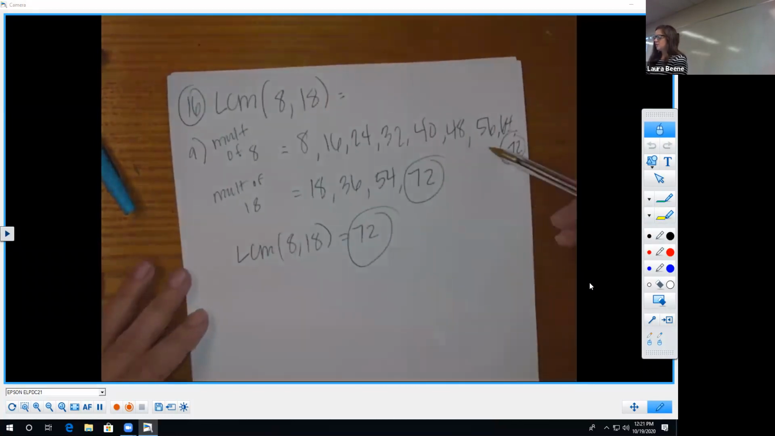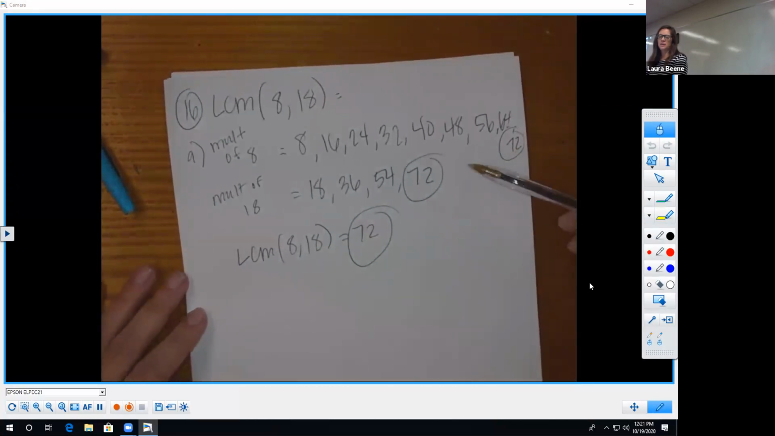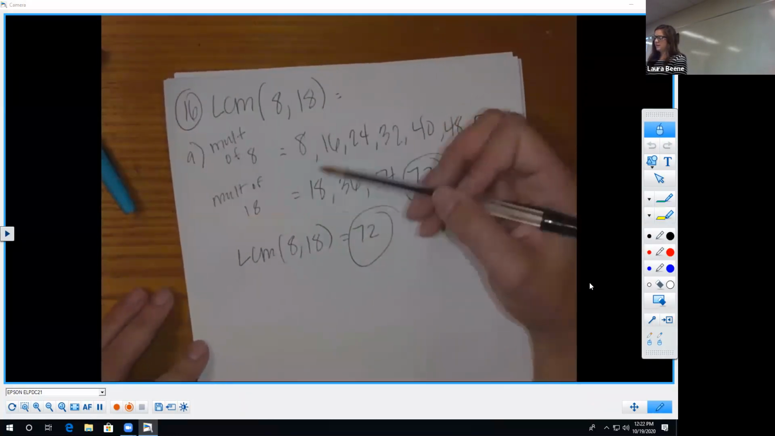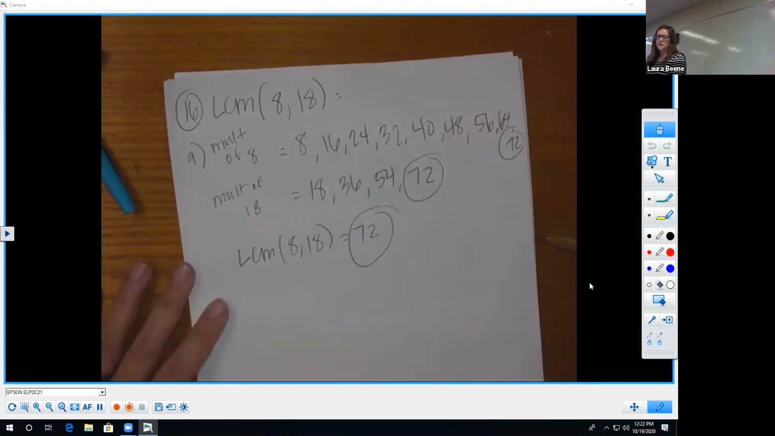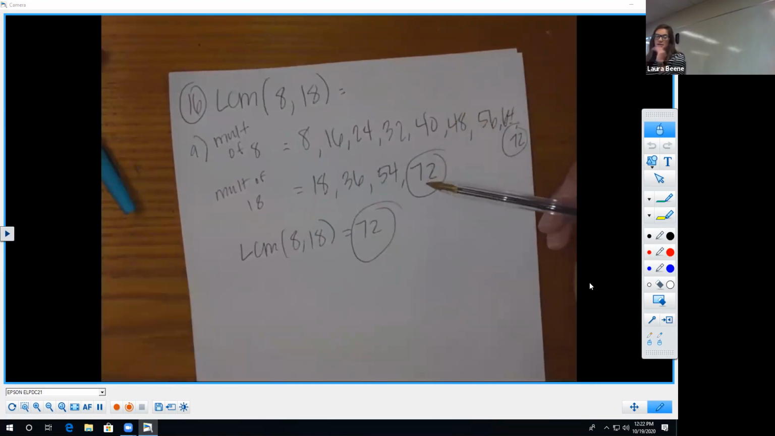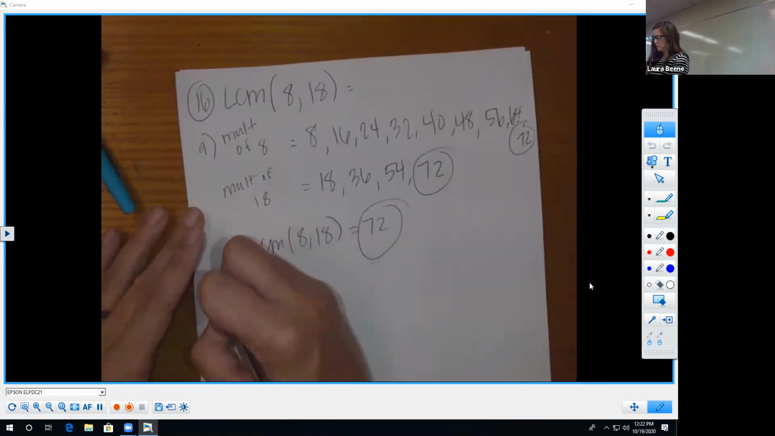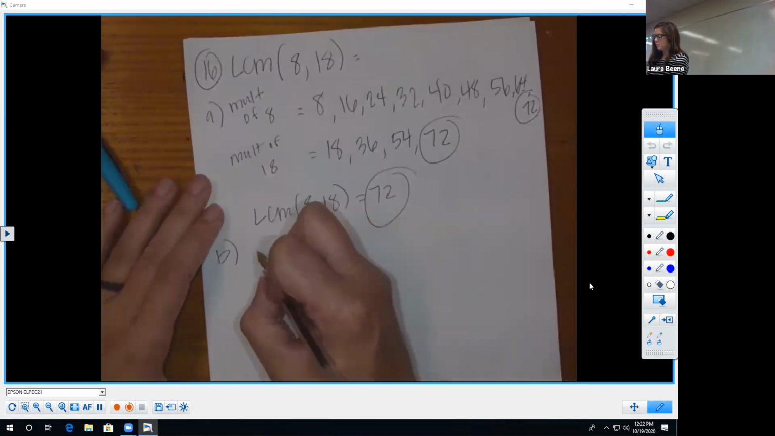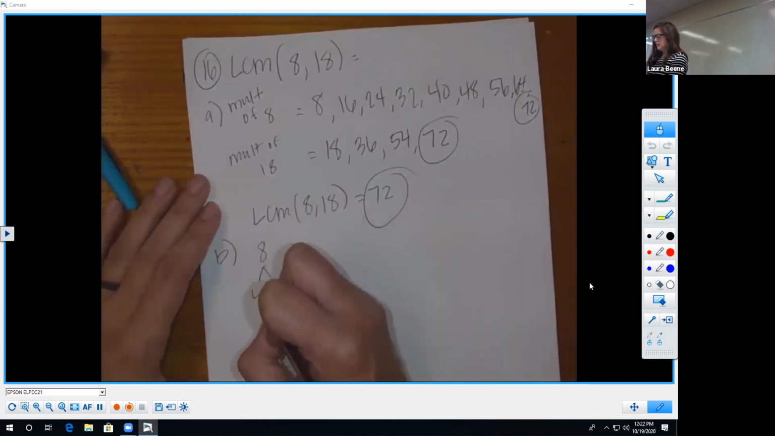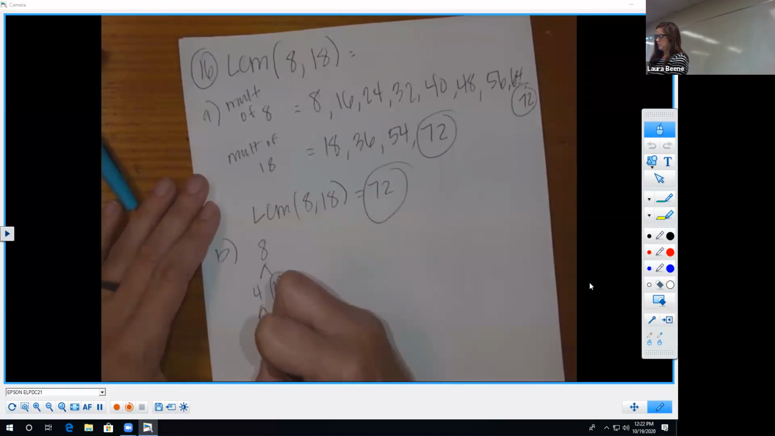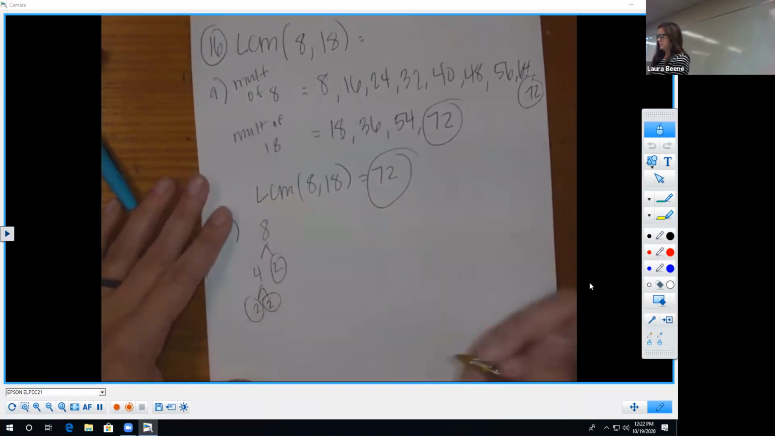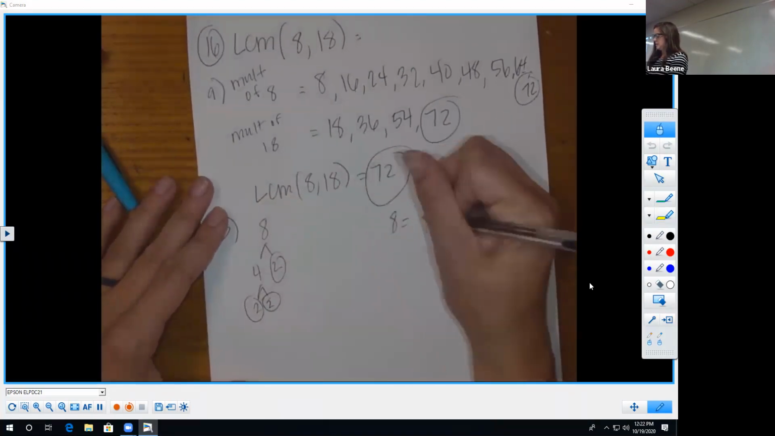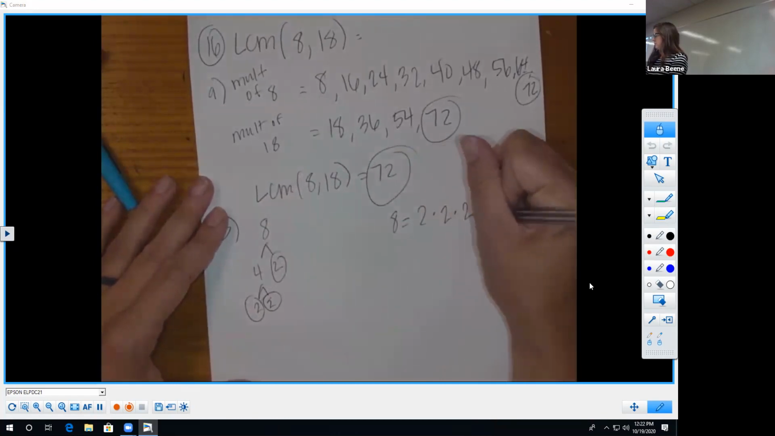And you never know how long this list is going to be. It could be super duper long, or we could have found it super quick. So that's the annoying part about listing it out that way. The faster way to do it is with the prime factorization, where we break down the numbers. 8 is 4 times 2, and 4 can break down into 2 times 2. So 8 is 2 times 2 times 2.